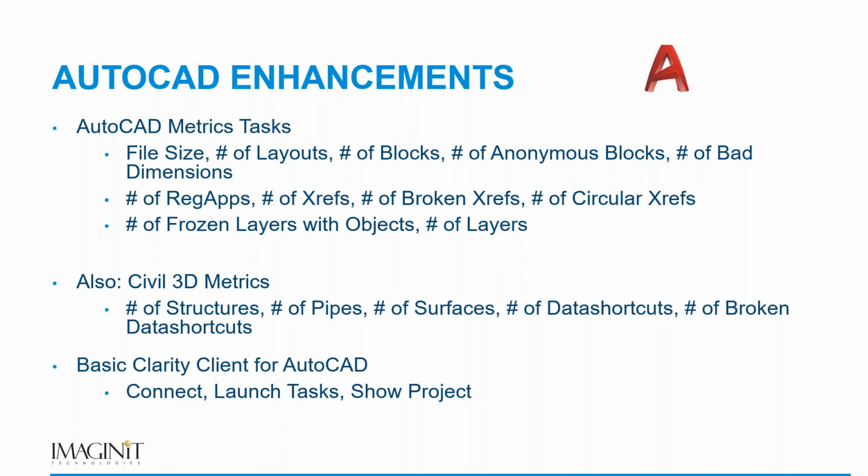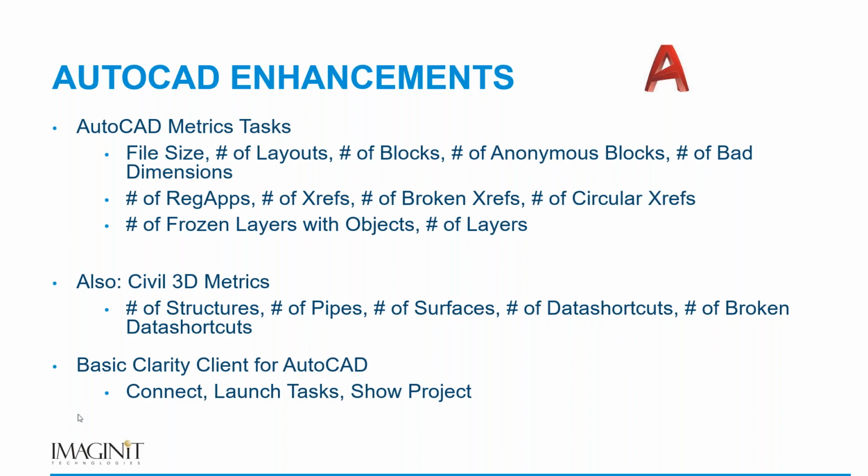So we've pushed that a little bit further in this release with a couple of tasks around adding support for metrics, model health metrics on the AutoCAD side. So things like file size or number of layouts, anonymous blocks, bad dimensions, reg apps. These are things that we can now check and report on as metrics within Clarity. We also added some metrics in a separate task specific to people using Civil 3D. Most of these are really more measurements of complexity, number of structures, pipes, surfaces, data shortcuts, but then broken data shortcuts and that kind of thing is a measure of health.